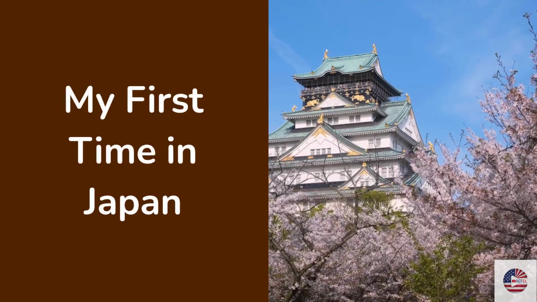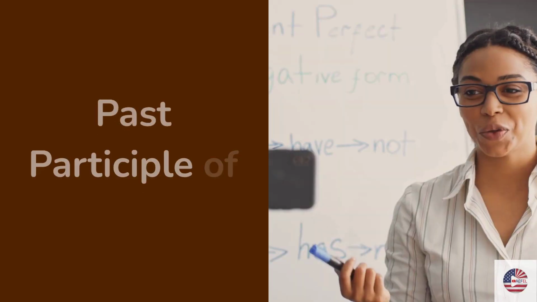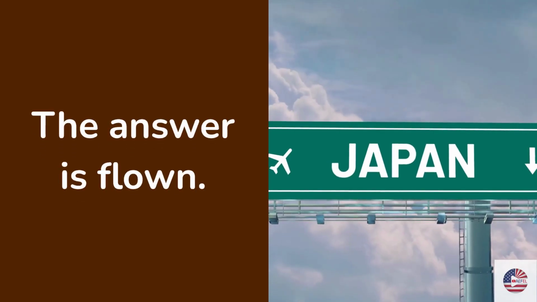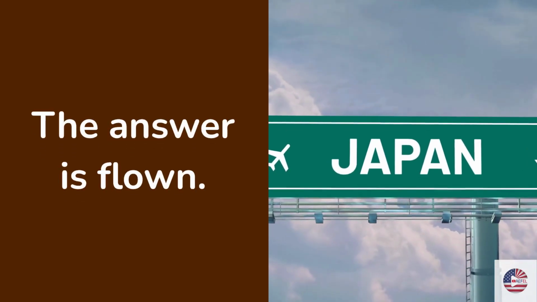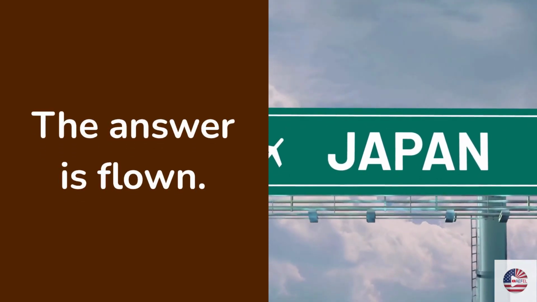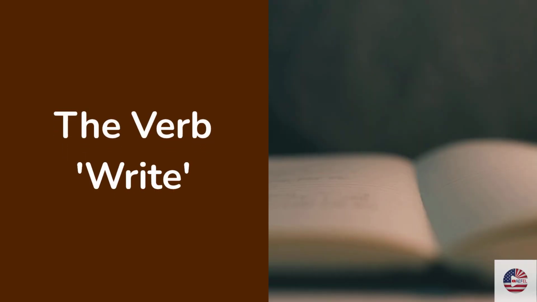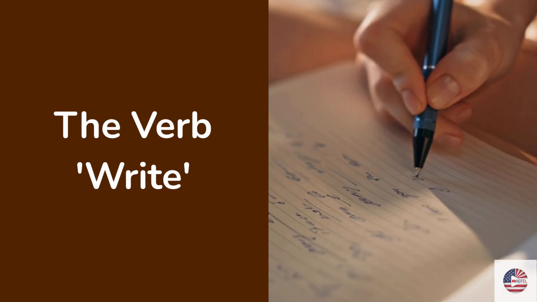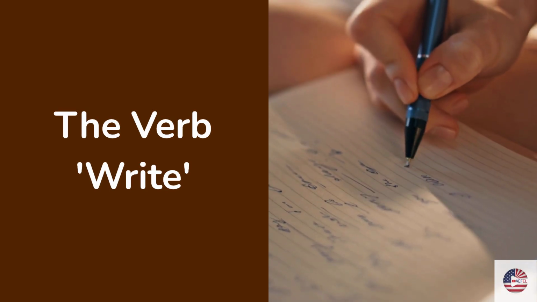I have never blanked to Japan. What's the past participle form of fly here? The answer is flown. I have never flown to Japan. Good job. Next, the verb write. The base form is write, simple past is wrote, and past participle is written.